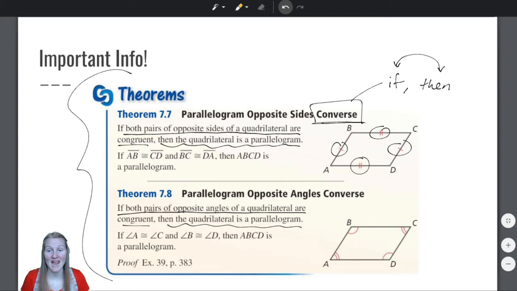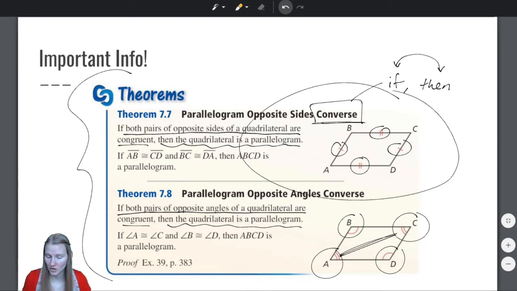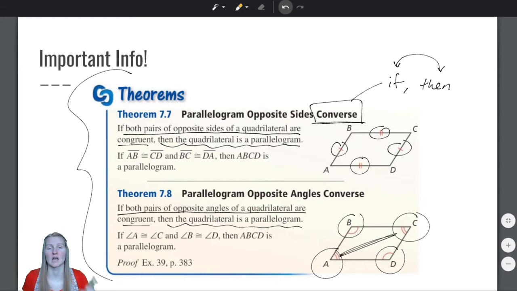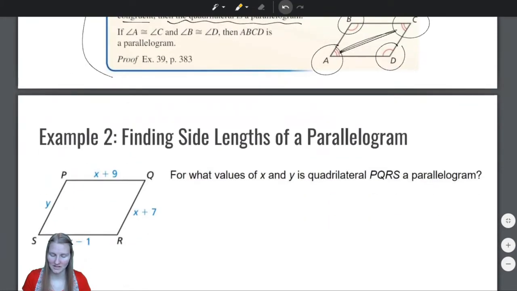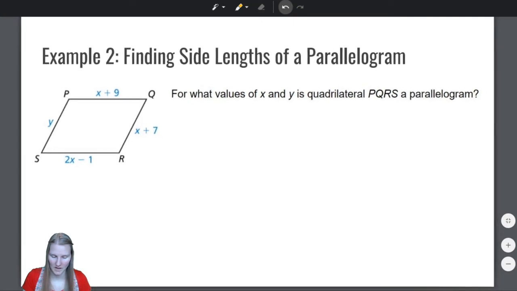And we're going to see examples of these in just a moment. So, if the opposite angles are the same, I know that this must be a parallelogram. And the same goes for my opposite sides converse. If the opposite sides are the same, are congruent, then I must have a parallelogram. So, with this in mind, let's do our first example.